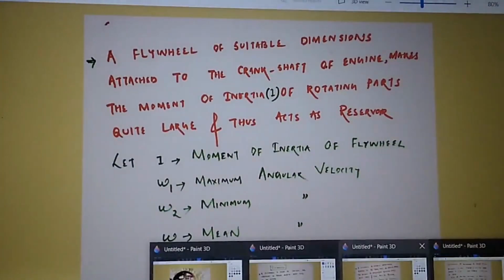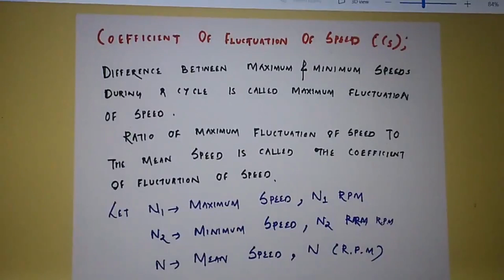So going to the next one, there is an important concept on coefficient of fluctuation of speed. The difference between the maximum and the minimum speed during a cycle is called the maximum fluctuation of speed. To determine the coefficient of fluctuation of speed, we first have to determine the maximum fluctuation of speed. The ratio of the maximum fluctuation of speed to the mean speed is called the coefficient of fluctuation of speed.